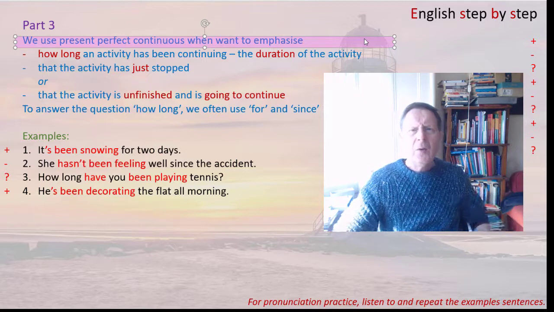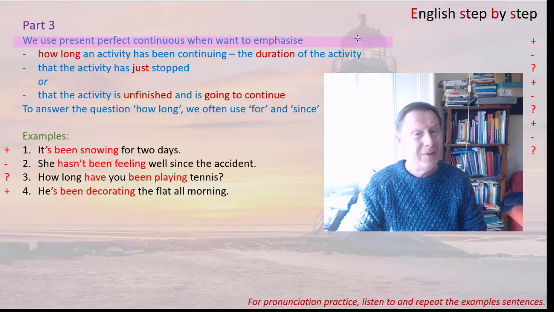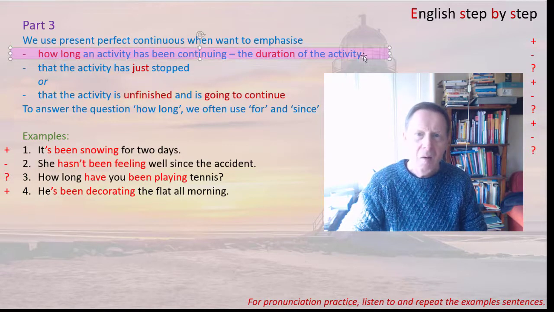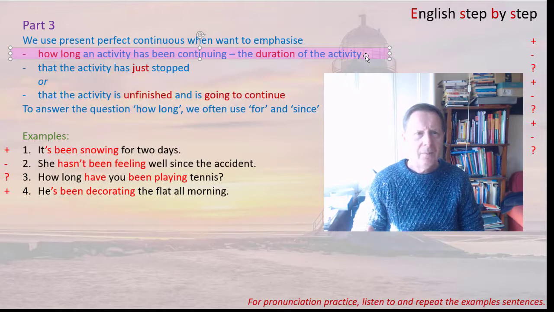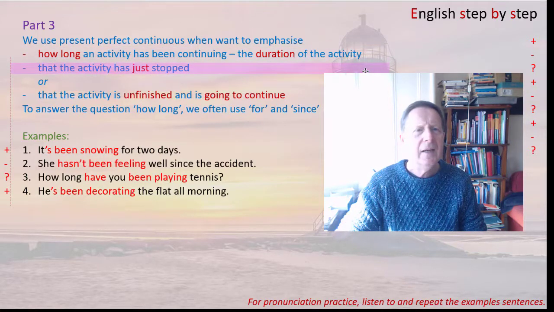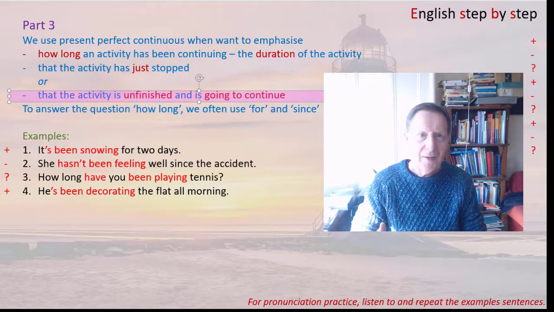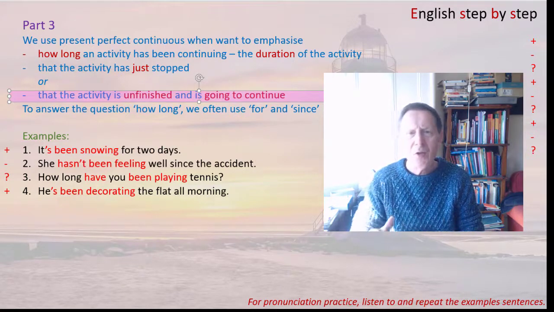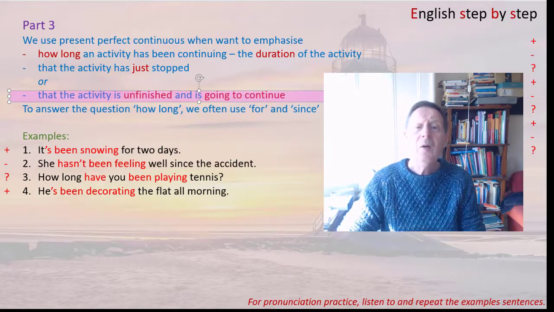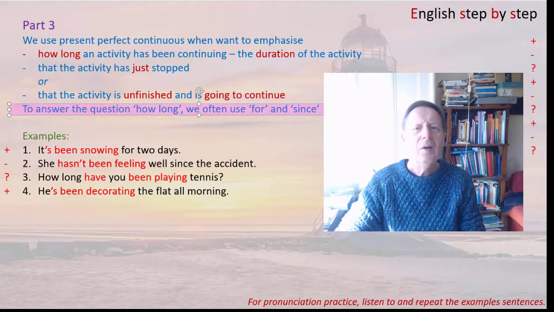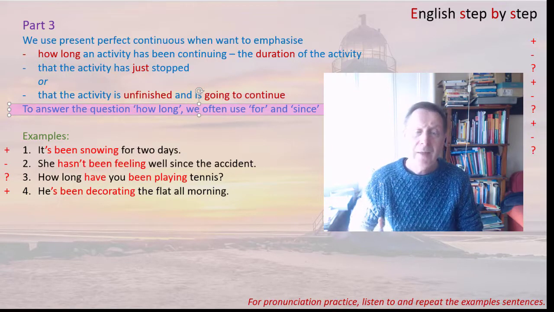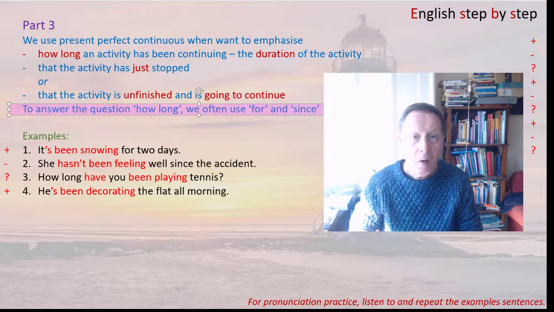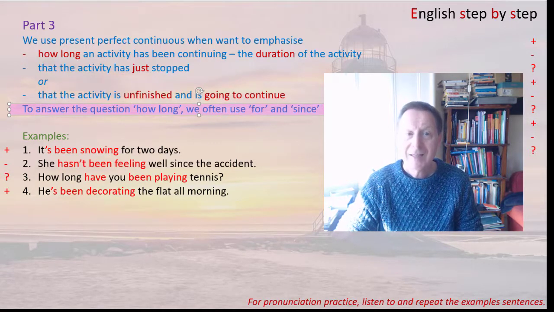So in that case, we use the present perfect continuous when we want to emphasize how long an activity has been continuing. In other words, the duration of the activity. And the activity has maybe just stopped. Or maybe the activity is unfinished. At the moment it is unfinished and is going to continue in the future. So, if we answer the question how long, we normally use the present perfect continuous. And when we give the information to answer the question how long, we often use for and since.